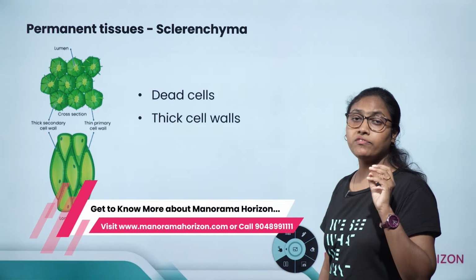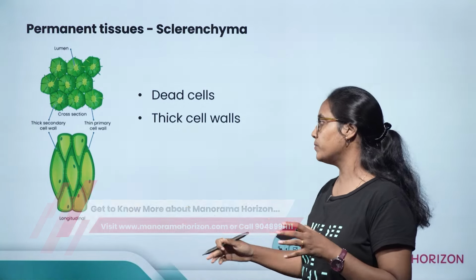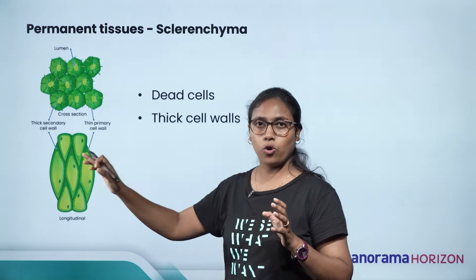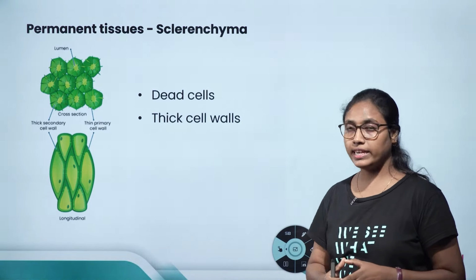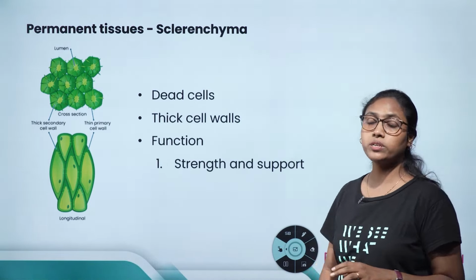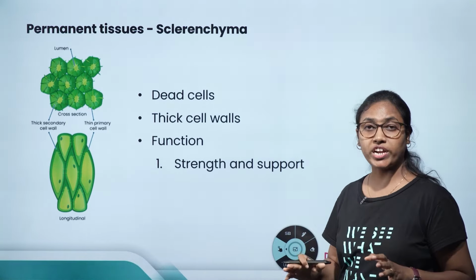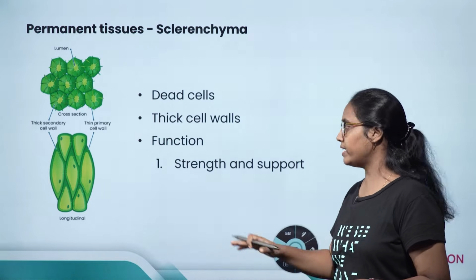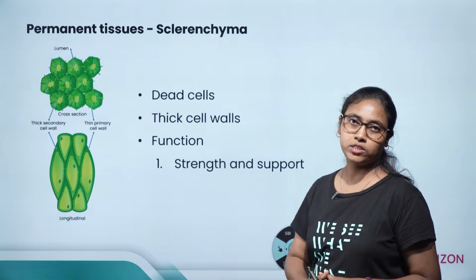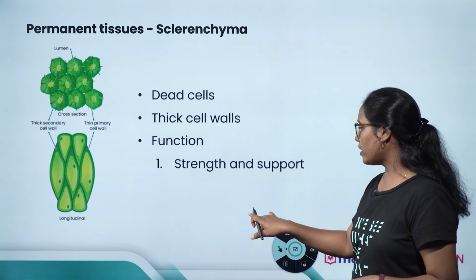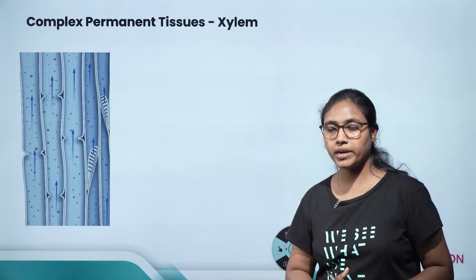As I told you, they have thick cell walls. There are deposits of lignin, suberin deposits seen in the cell wall. So, they have thick cell walls with the deposits of lignin. Now, what is the function? Because they have thick cell walls, their major function is strength and support. Strength and support is the major function of this tissue. So, this was about the simple permanent tissues.